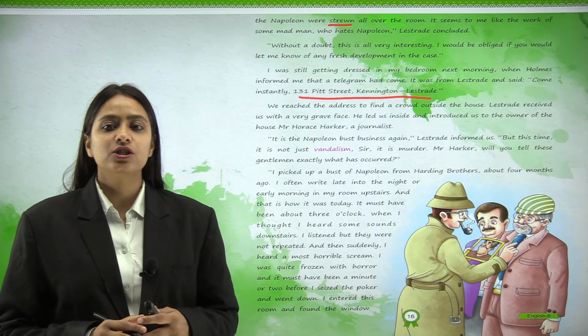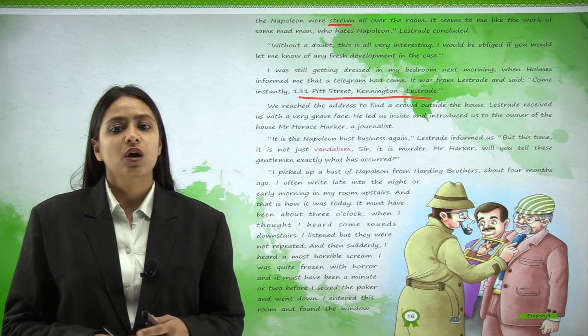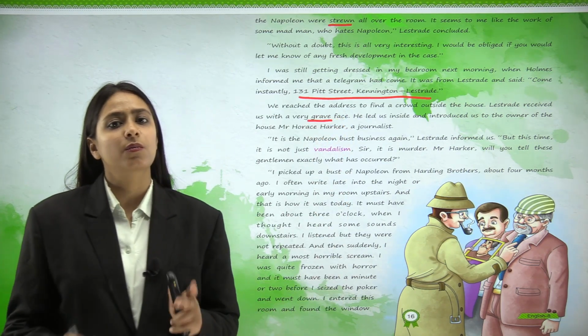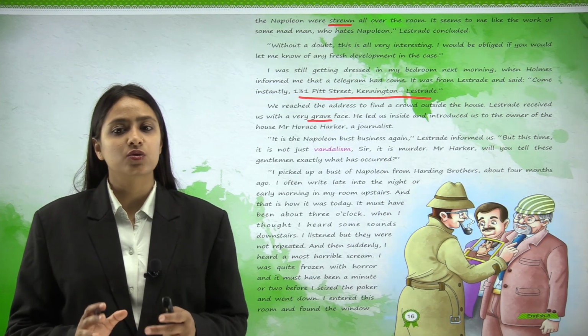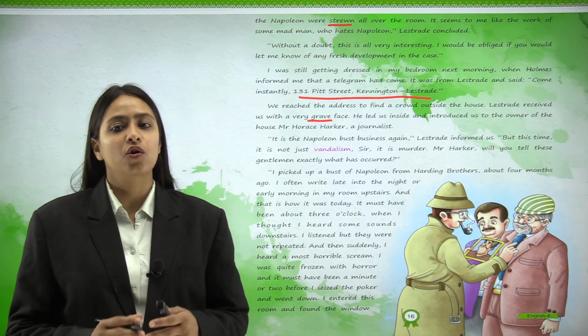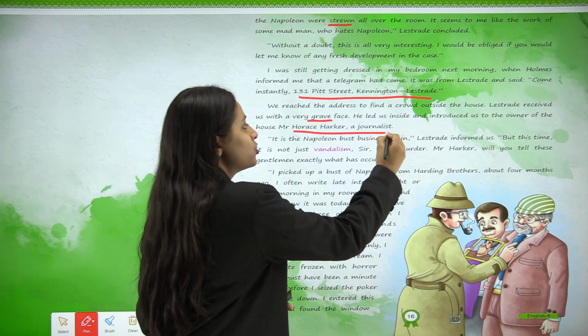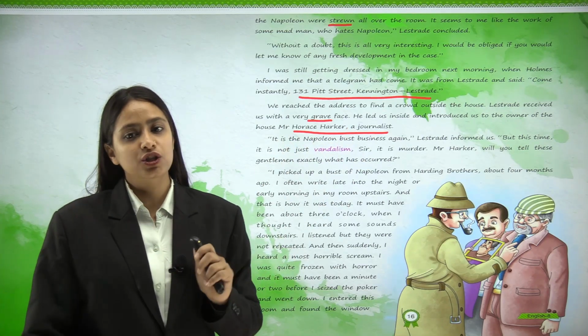We reached the address to find a crowd outside the house. Lestrade received us with a very grave face. So what do we mean by grave here, students? With a very sad face. He led us inside and introduced us to the owner of the house, Mr. Horace Harker, a journalist. So they have come to meet Horace Harker, who was a journalist.